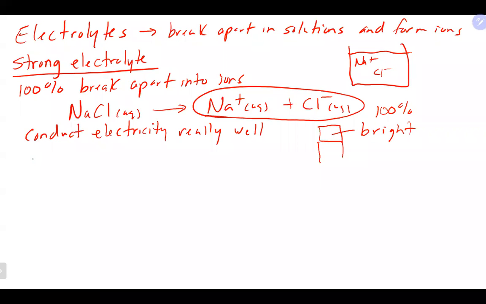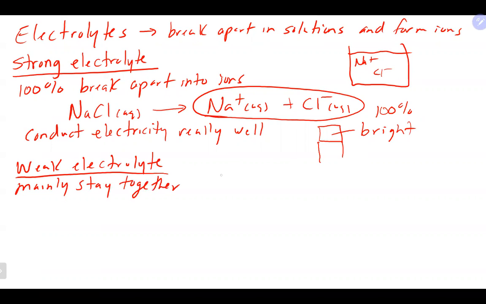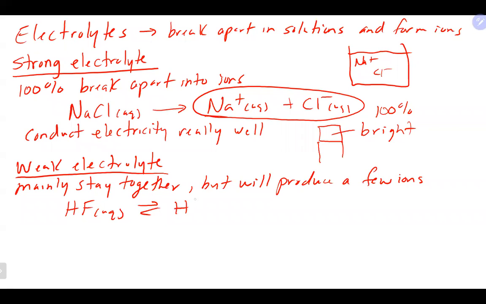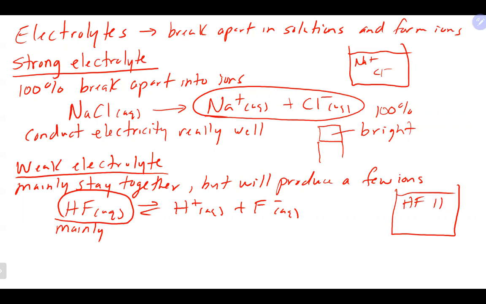Now, different than that is a weak electrolyte, and a weak electrolyte will mainly stay together, but will produce a few ions. For example, hydrofluoric acid is a weak electrolyte, also a weak acid. It breaks apart into H plus and F minus. Now, in this particular case, what you mainly have in the solution is actually HF. So you mainly have floating around in there HF molecules still together, not separated. But you do produce a little of these ions. So in addition, you got some H pluses floating around, you got some F minuses floating around as well.